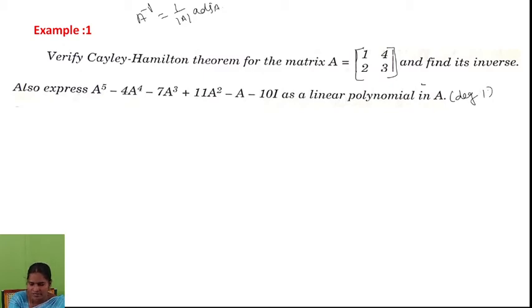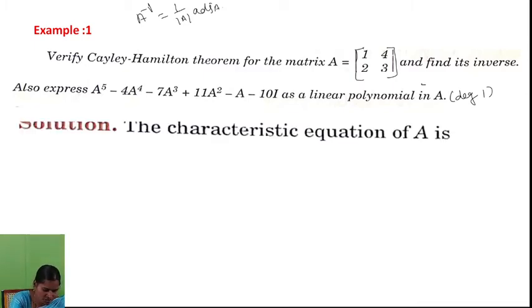Okay. So first, let us verify whether this matrix A satisfies Cayley-Hamilton theorem or not. Then from that Cayley-Hamilton theorem, let's find A inverse. Then we will express this polynomial equal to some other linear polynomial in A. Okay, so now let's come to the solution.